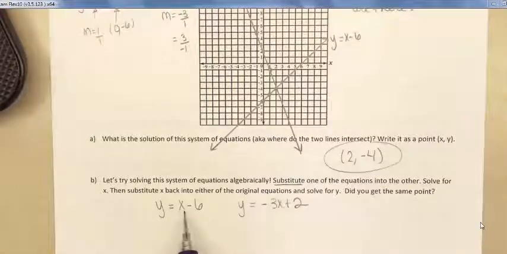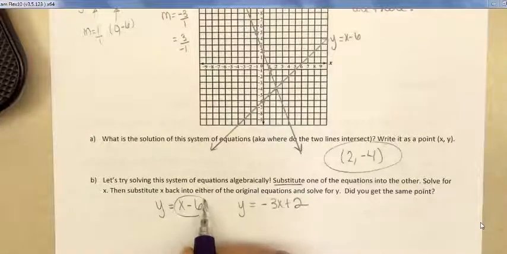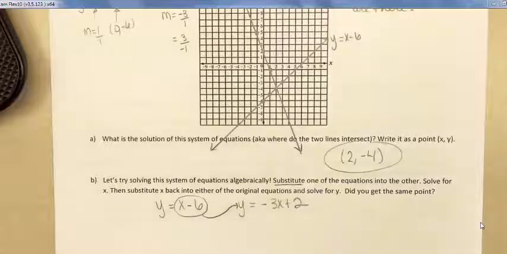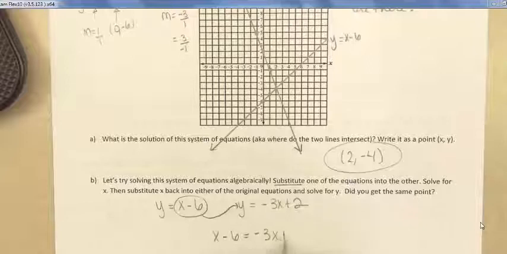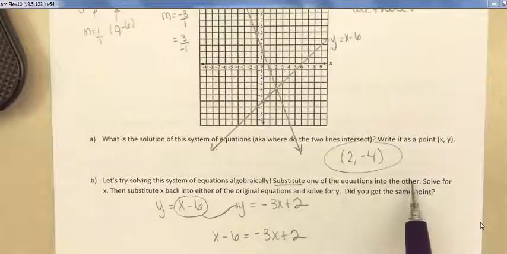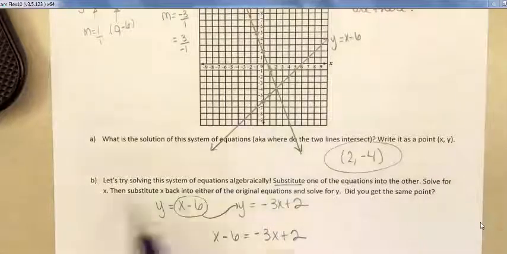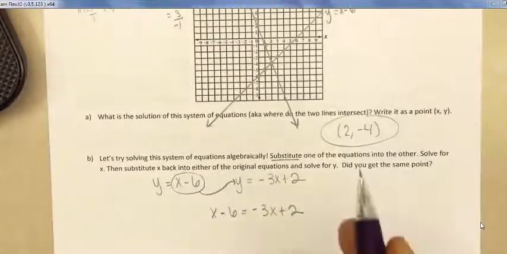See how they both equal y? So I can take one of these values of y, for example x minus 6, and I can substitute it in to the other. Okay, that's going to end up giving me x minus 6 equals negative 3x plus 2. Okay, so I did that. Solve for x. So we're going to go ahead and solve for x here.